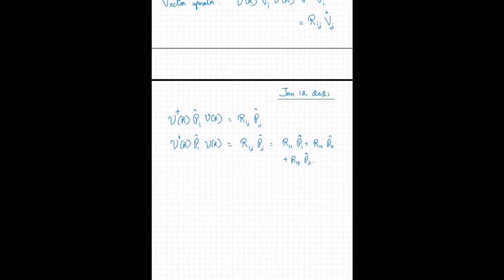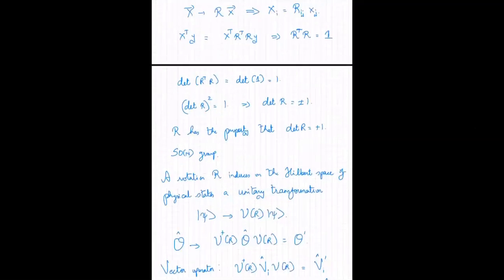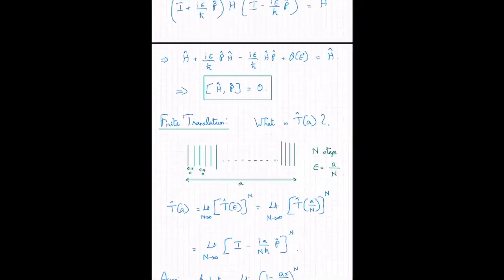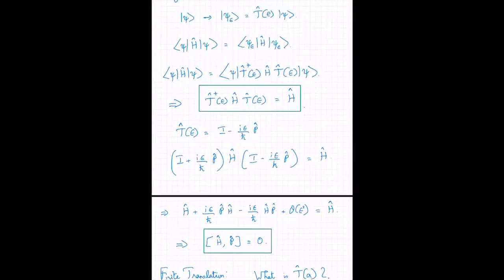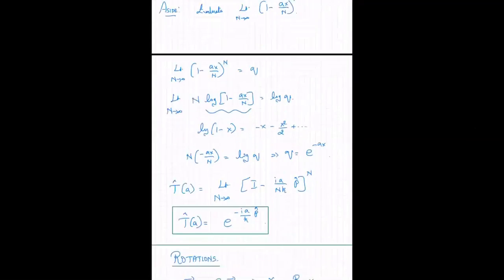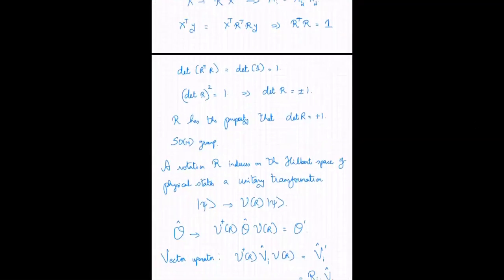So we will first define the concept of an infinitesimal rotation by a very, very small angle. And then we will correspondingly write down this U of R, just like we wrote down T of epsilon, which is 1 minus i epsilon over h bar times p. Similarly, we will write down U of R for an infinitesimal rotation. And then we will figure out what the generators are.